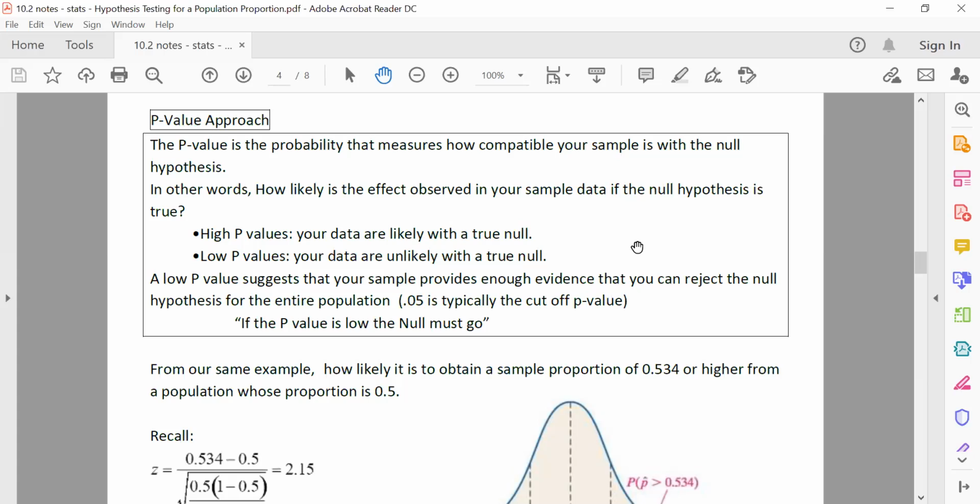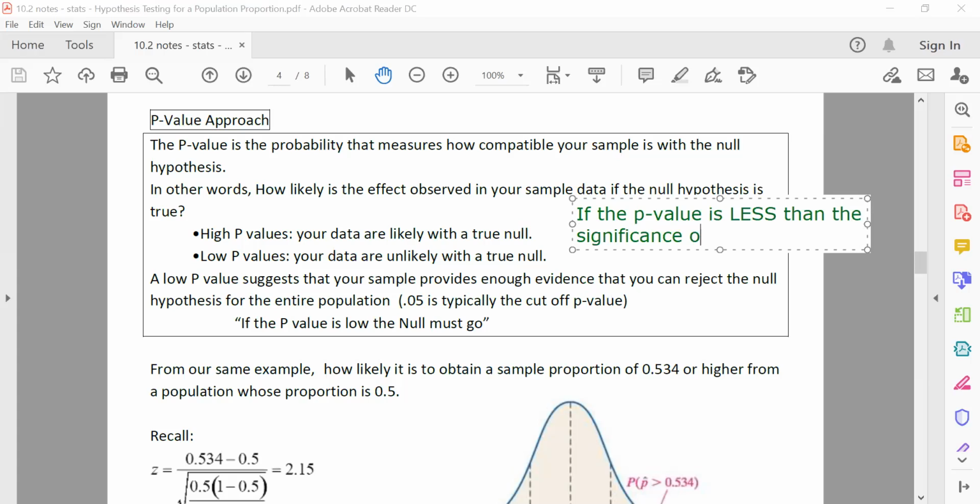How do we decide if a p-value is small enough so that we will end up rejecting the null? If the p-value is less than alpha, if the p-value is less than the significance of your test, that's the brass tacks. If the p-value is less than the significance of the test, reject the null hypothesis. Otherwise, don't reject. It's that simple.